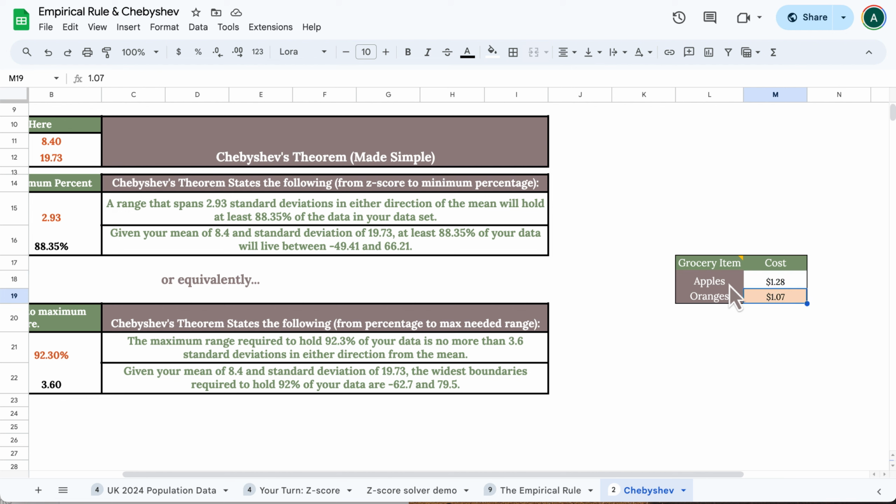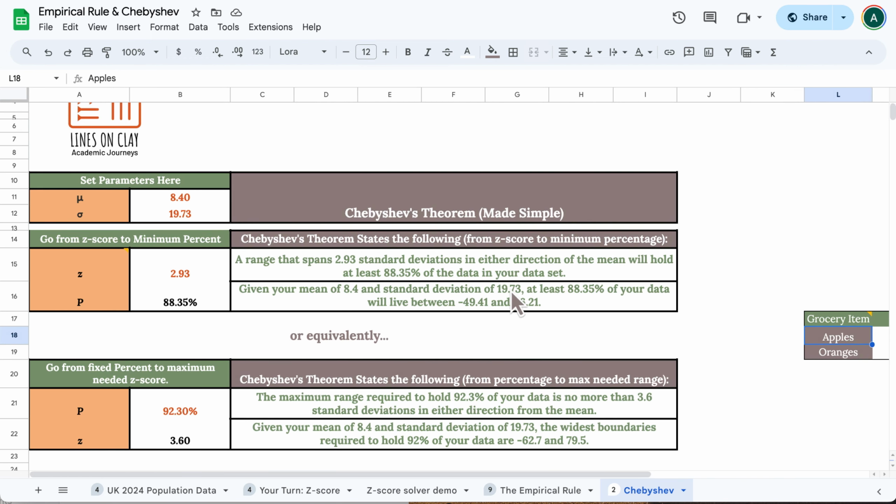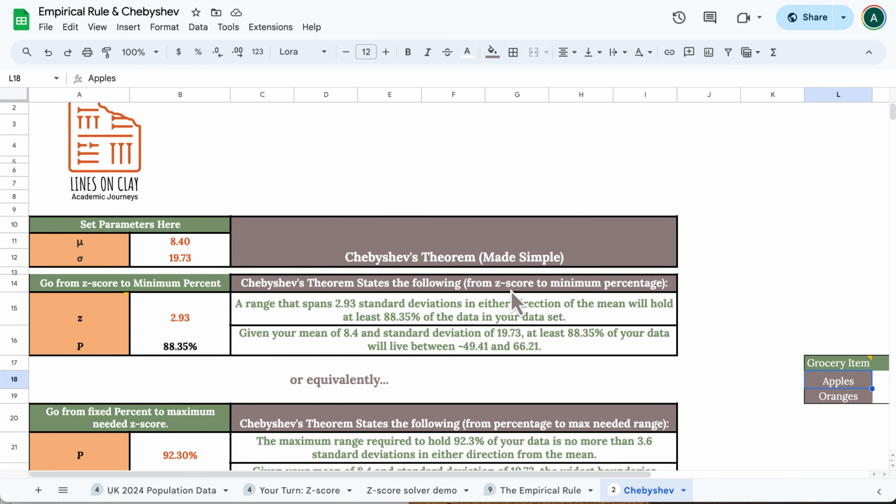But the other way that I could do this is in reverse. I could say, which grocery item costs $1.07? I would start here, and I would go back to oranges. Which grocery item costs $1.28? I would start here, and I would go back to apples. This is how a lot of these questions get posed with Chebyshev, and it can be really confusing for students because they feel like they learned it one way, and then all of a sudden they've got to reverse engineer what they've done. It's really just rearranging some math terms.